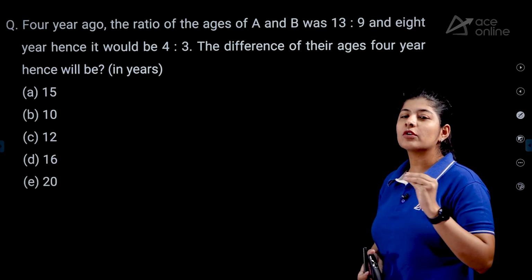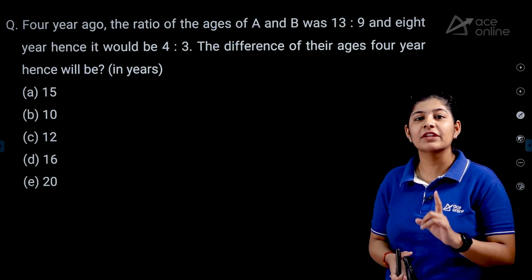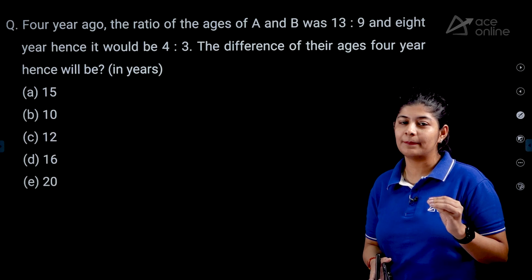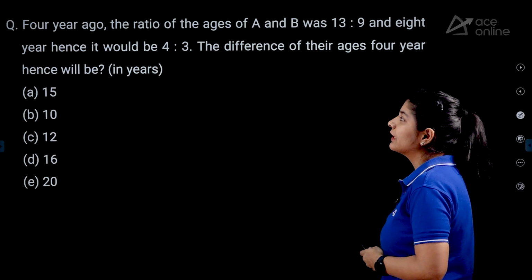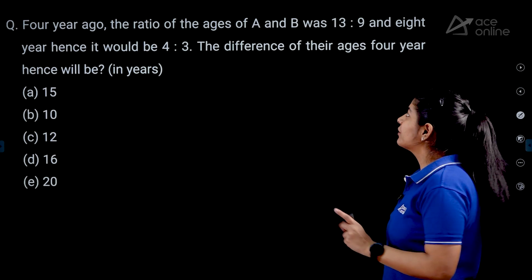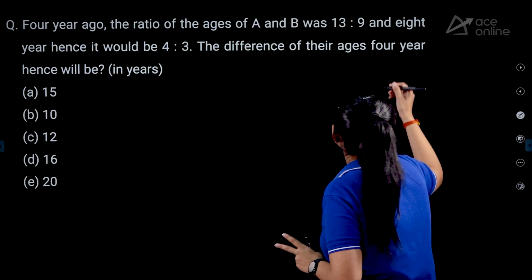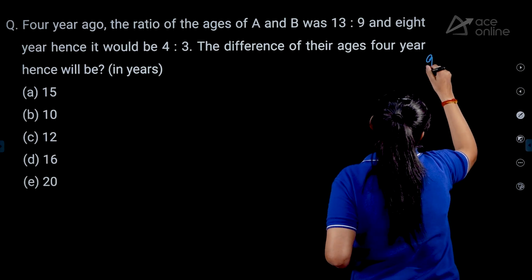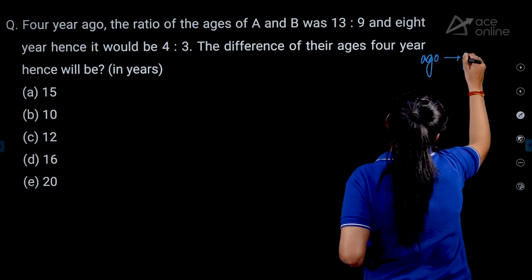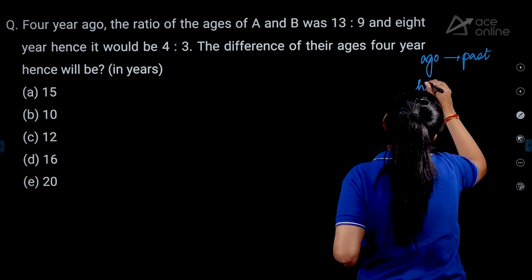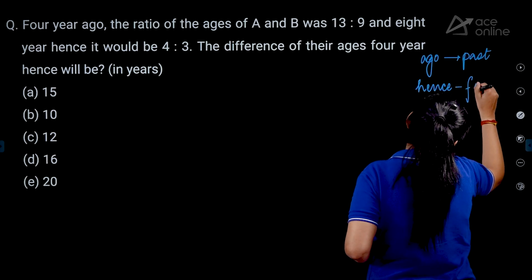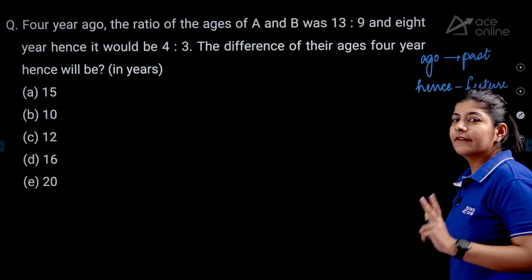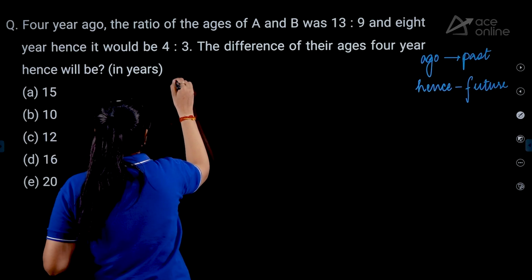Basically, there's a small concept that we have to apply whenever we have problems based on ages. Is it clear? This is a simple clue that you need to apply, and after that you will easily be able to find the correct answer. Here we have two words. The first is ago and the second is hence. We use ago to indicate the past, and hence indicates our future.